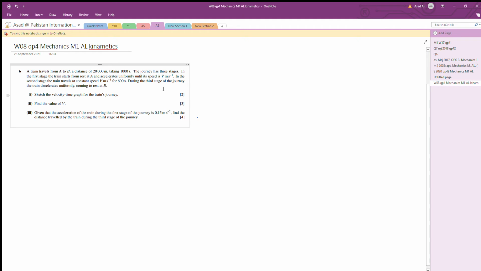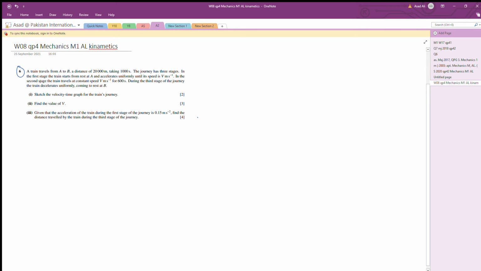This question is coming from W08 question paper 4 mechanics sim 1 AL. Now the question is question number 6 from this paper. A train travels from A to B, a distance of 20,000 meters, taking 1,000 seconds. The journey has 3 stages. In the first stage, the train starts from rest at A and accelerates uniformly until its speed is v meter per second. Okay, this we can do easily.